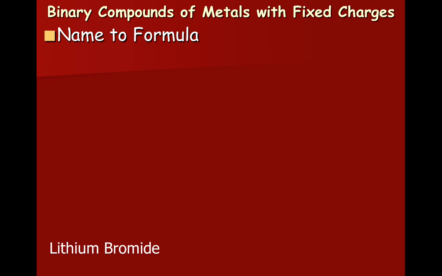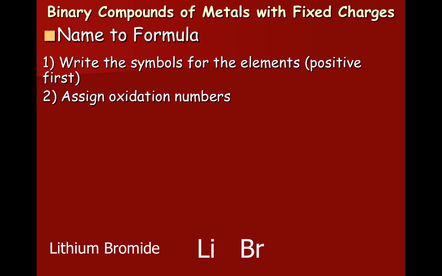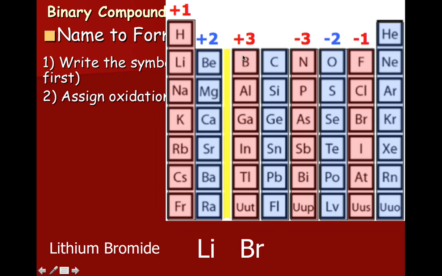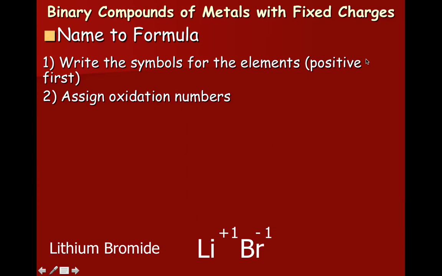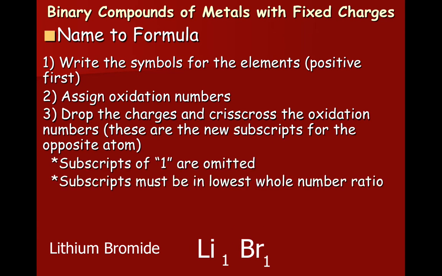So our next example is lithium bromide. Write the symbols. Lithium is Li, bromide is the element bromine. Assign oxidation numbers. Lithium's in group 1, so it's +1. Bromide's over here, it's a halogen, it's -1. And now I'll drop the charges and crisscross. So drop the charges, crisscross, and I've got Li1Br1. We don't include the 1, so this will just clean up to be LiBr.